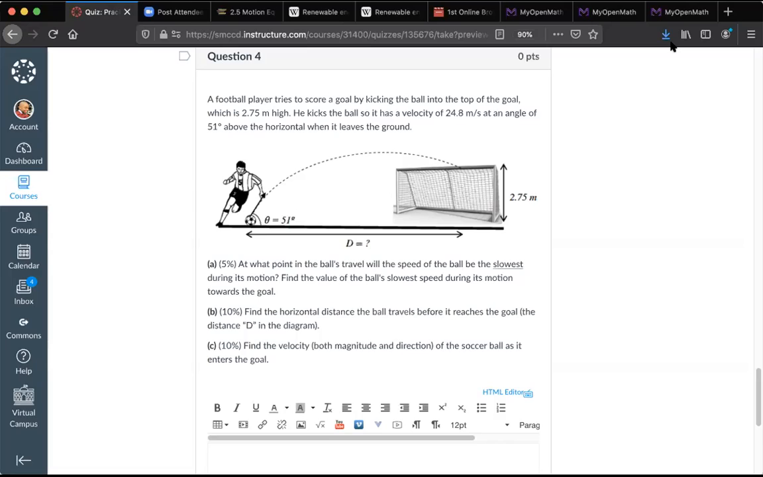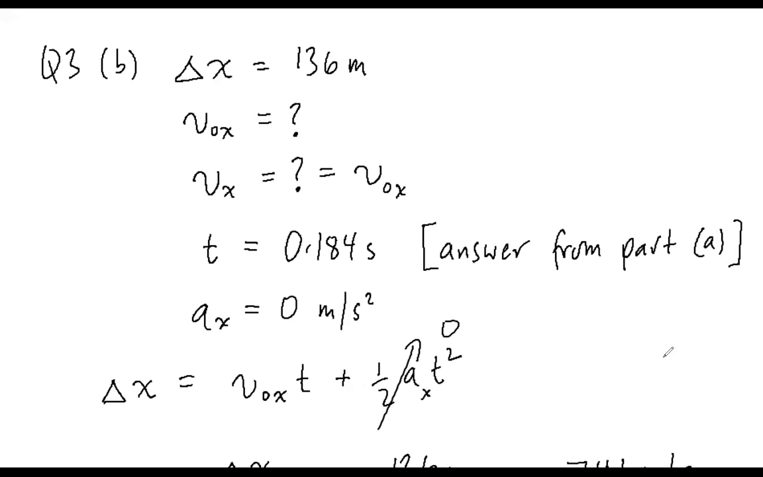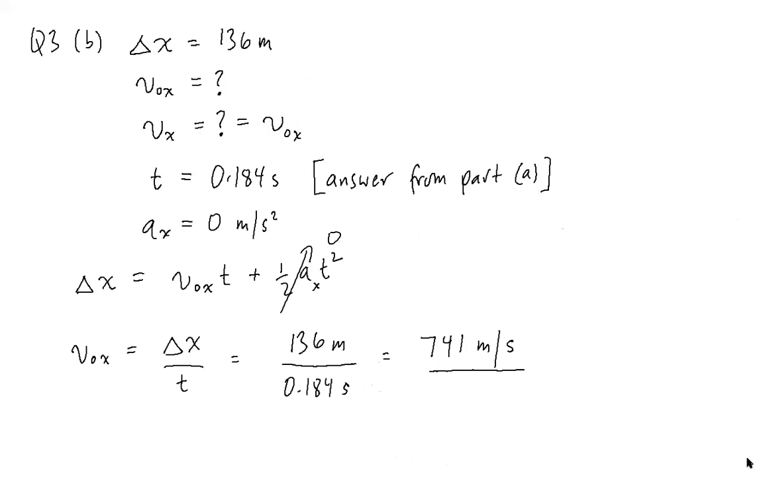So in part A, at what point in the ball's travel will the speed of the ball be the slowest during its overall motion? Find the value of the ball's slowest speed during the motion toward the goal. So that's part A. Okay, let's take a look at that, and then we'll handle the others. All right. So this is question number 4.